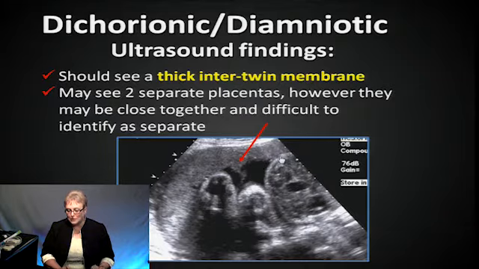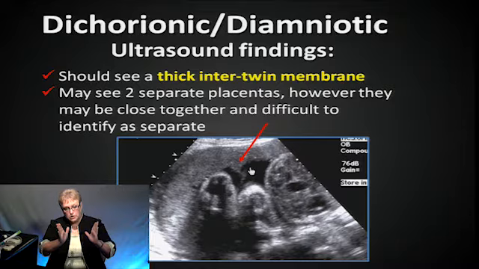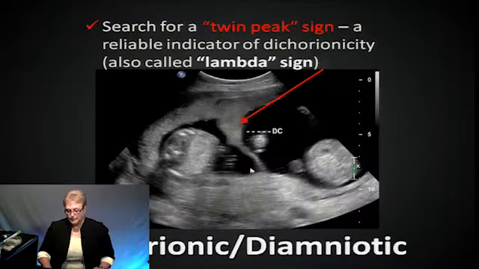You may say 2 separate placentas. They may be close together and it's difficult to see, but what you want to look for is that lambda sign because you have 2 amnions and 2 chorions, so it's thicker. So you're going to have that little lambda sign.